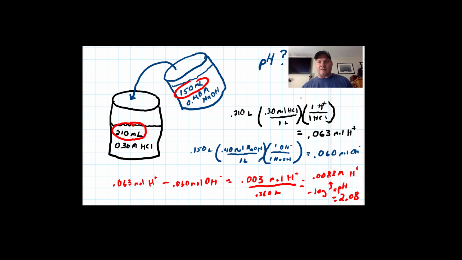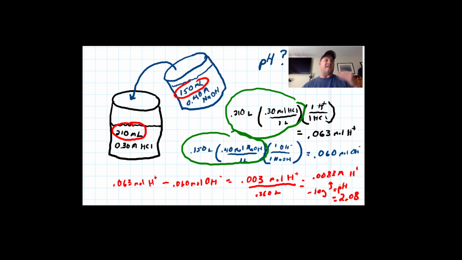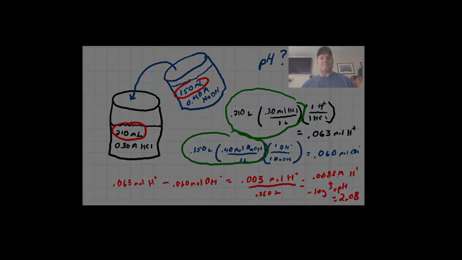So volume times concentration gives me moles. Figure out how many hydrogens it can donate per each unit. That gives me moles of hydrogen. Volume times concentration here is going to give me moles of NaOH. Multiply by the number of OHs in that particular compound to get moles of OH. Subtract the smaller from the larger. Divide the remaining moles by the total volume. Then the negative log of that gives me the pH if I had excess hydrogen. It gives me pOH if I had excess hydroxide.